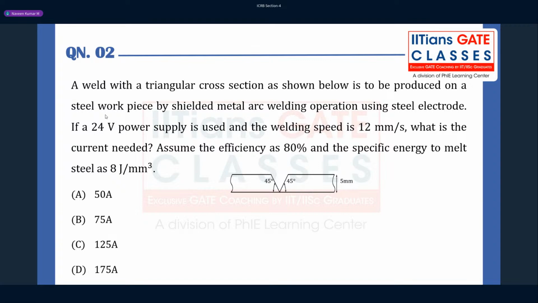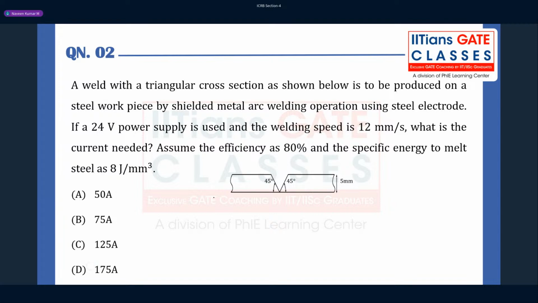So let's read the question here. A weld with triangular cross section as shown below is to be produced on a steel workpiece by shielded arc metal welding, SMAW, using a steel electrode. If a 24-volt power supply is used, let us write what is given.